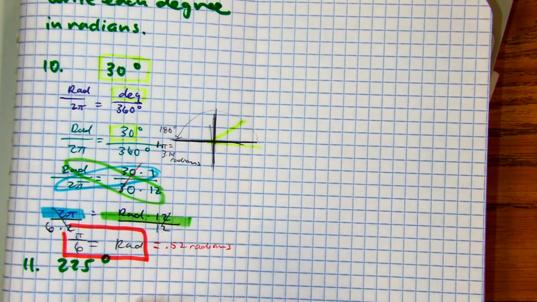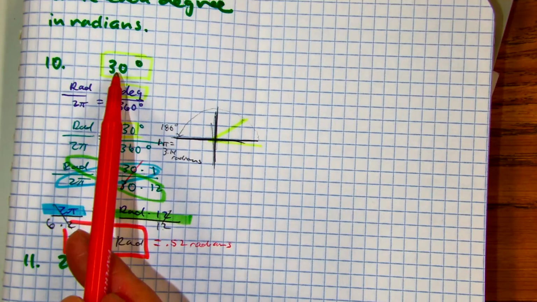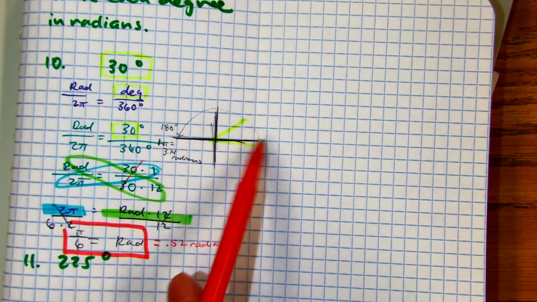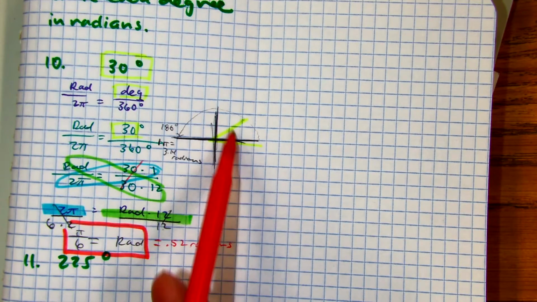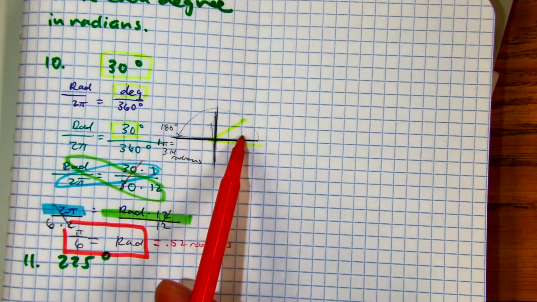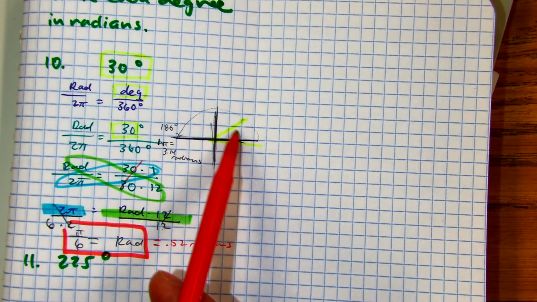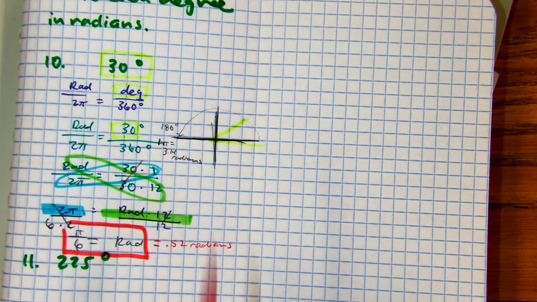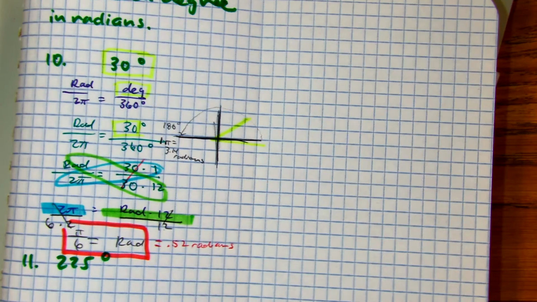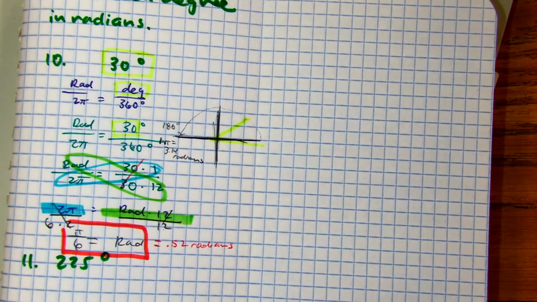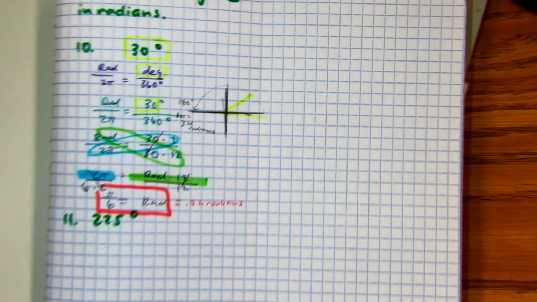What I'm trying to show you is that this is not a full or half circle. It's just a little bit of the circle. And this is just a little bit of the radians. So this is 30 degrees, or 0.52 radians, or pi over 6. Okay? So that's just a conceptual of what it looks like. Let's try number 11 together.